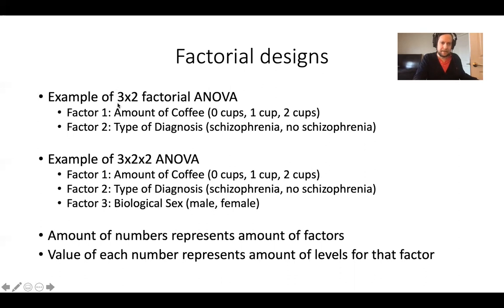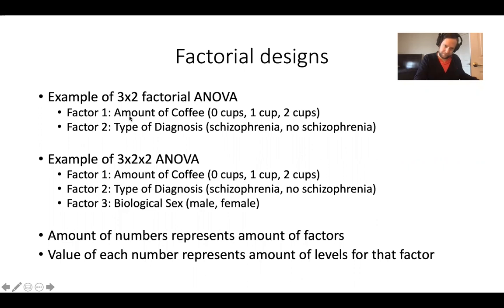And so I said here, it's a 3x2 factorial design. This is the factorial nomenclature, which nomenclature basically just means name, a way of naming things. So 3x2 here, and it says down here, the amount of numbers in the factorial nomenclature represent the amount of factors. So we have factor 1, factor 2, and you can see we have one number here and another number here. This X is pronounced by, 3 by 2. The amount of numbers here are the amount of factors. This is factor 1, this is factor 2. The value of each number represents the amount of levels.